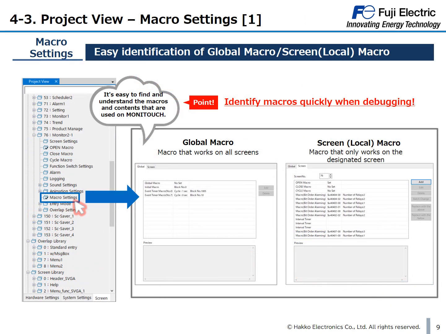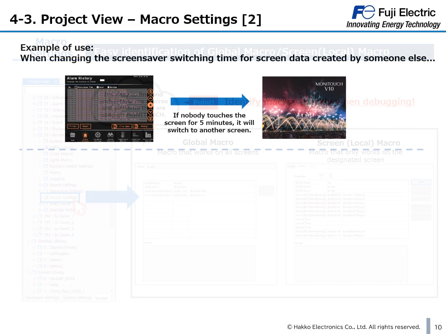Next, we will introduce the improved macro settings. In the Smart Editor macro settings, the settings for global macros, which operate on all screens, and screen macros, which operate depending on the individual screen, have been integrated. The tabs have been separated according to the areas where macros are valid, so that you can see at a glance that the left side is the global macro tab and the right side is the screen macro tab. We believe that you often need to identify macros when debugging, and this will help you to save time.